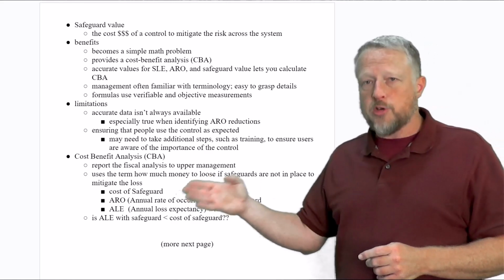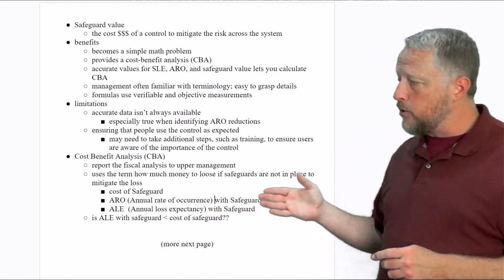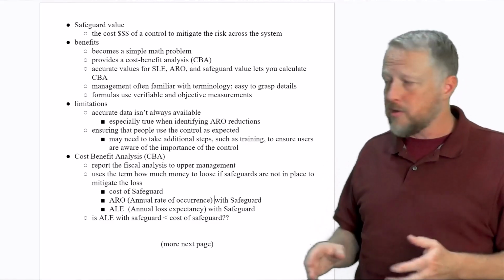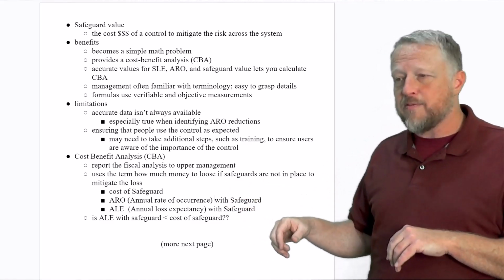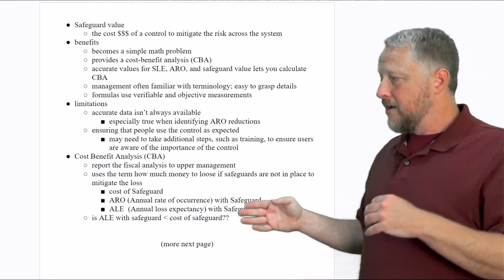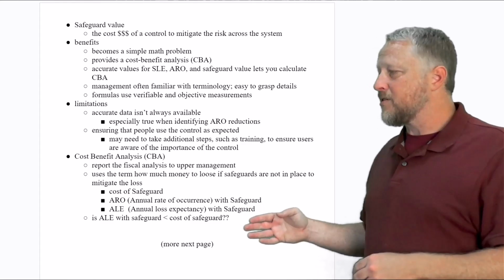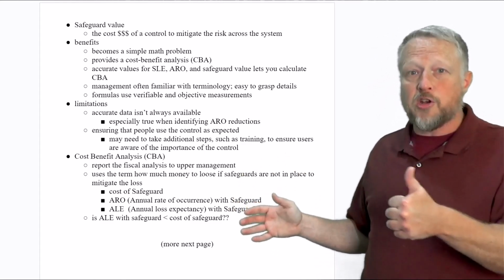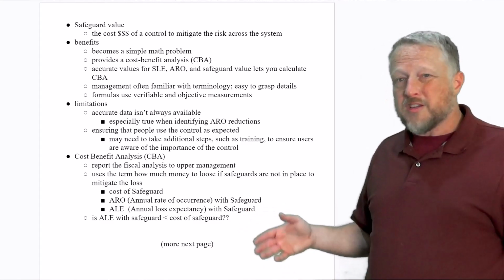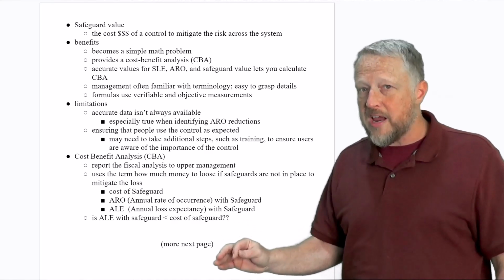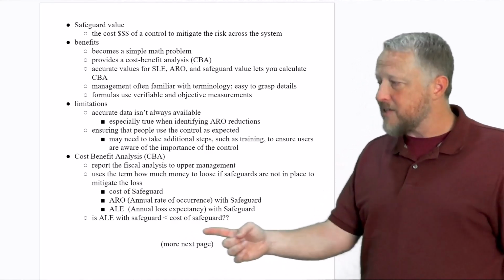Now, this uses a term of how much money we're going to lose if safeguards are not put into place to mitigate the loss. So that means the cost of the safeguard, the annual rate of occurrence with the safeguard, and the annual loss with the safeguard. This should be good news, right? For this last part: is the annual loss expectancy with the safeguard less than the cost of the safeguard?